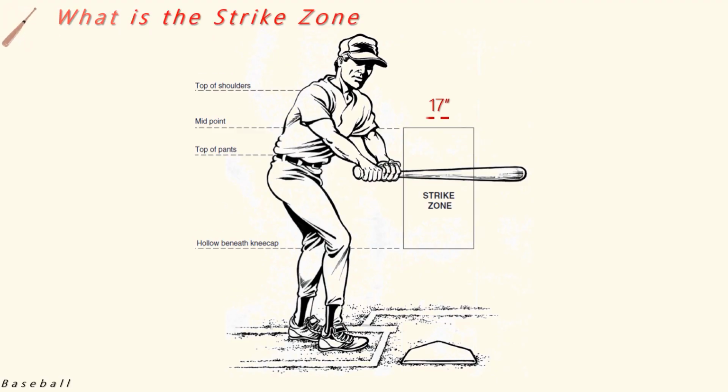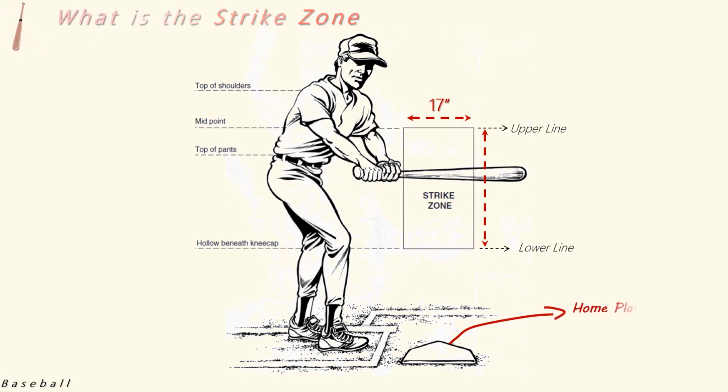The strike zone is an imaginary rectangular area over the home plate. The width of this rectangle is 17 inches, which is the same as the width of the home plate. The length of the rectangle is the distance between the two horizontal lines. The upper line is drawn at the midpoint between the top of the shoulders and the top of the batter's pants, and the lower horizontal line is drawn at the hollow beneath the batter's kneecap.